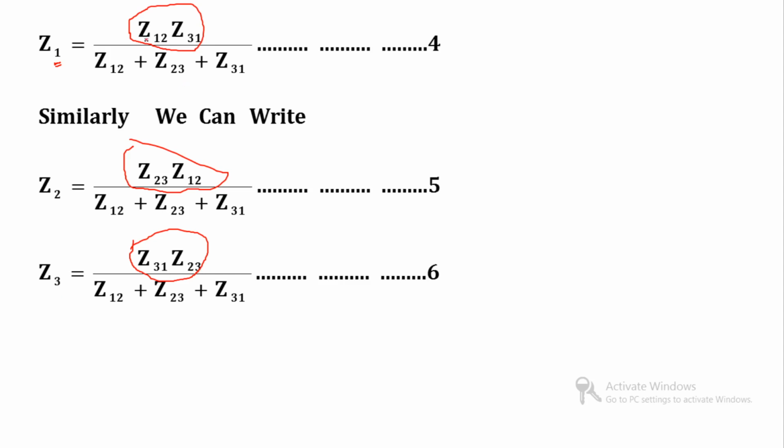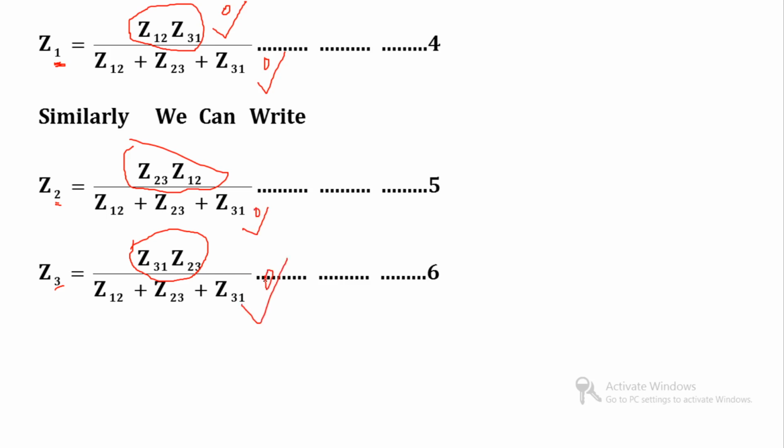So in the numerator there is a multiplication of two impedances which are common at that particular terminal. If there is terminal 1, you have to multiply Z12 and Z13. For terminal 2, you have to multiply the impedances Z23 and Z12. For terminal 3, you have to multiply the impedances Z13 and Z23. Similarly, in the denominator there will be the addition of all three impedances, that is Z12, Z23 and Z31.